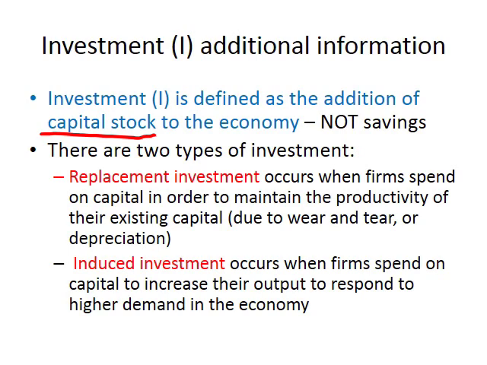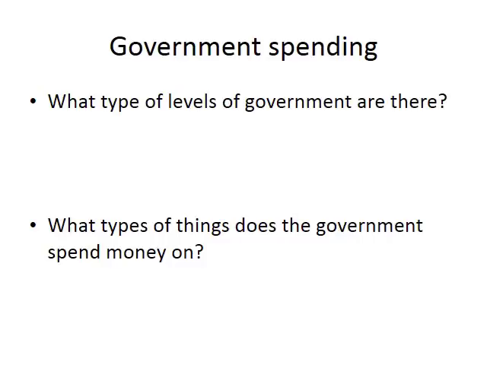Or it could be induced investment, when firms are now going to buy more capital so that they can increase their output because they're responding to higher demands of the economy. So in other words, the national income's gone up. Buyers want more products, and so the firms are induced to invest. They've got the reason to invest in buying more capital to fulfill that demand.